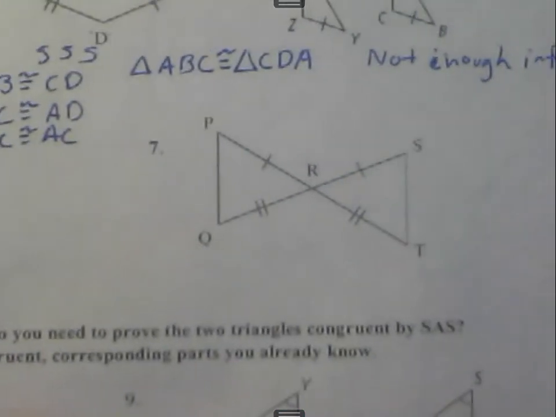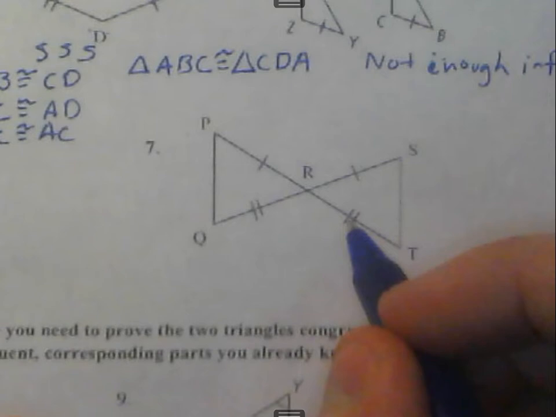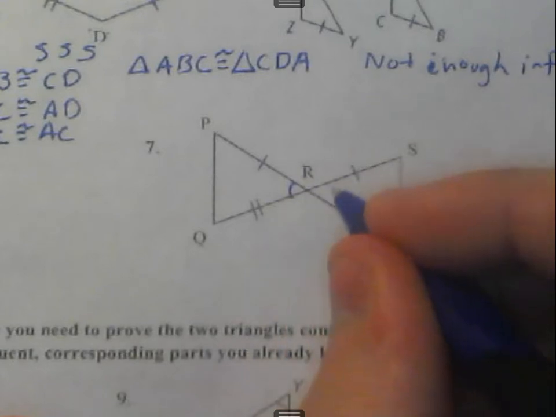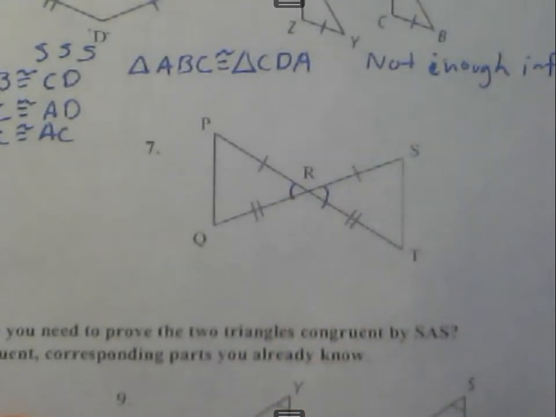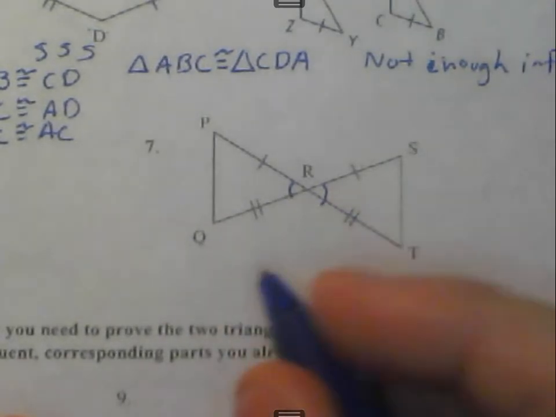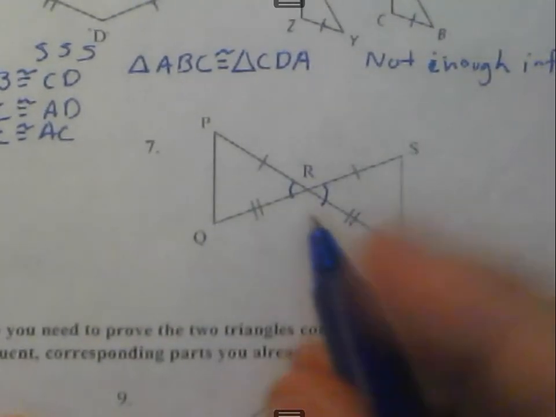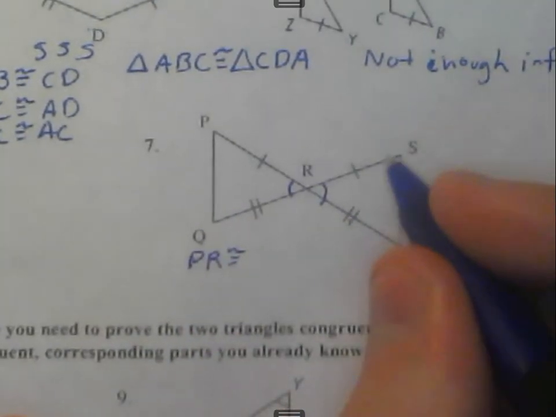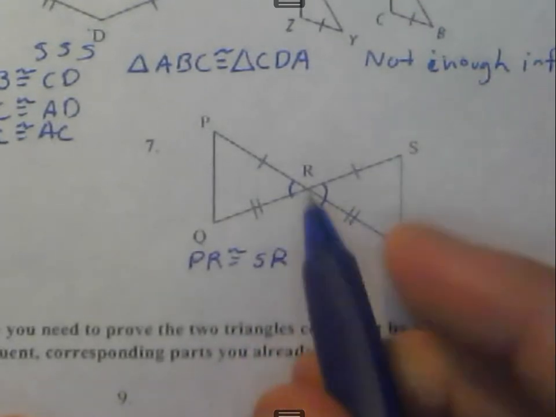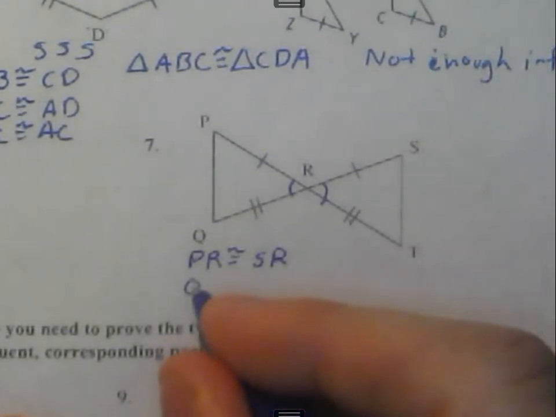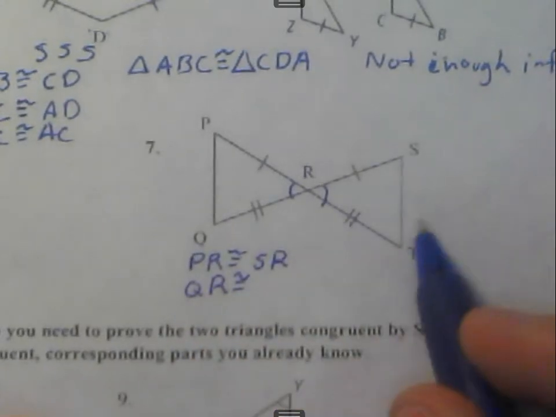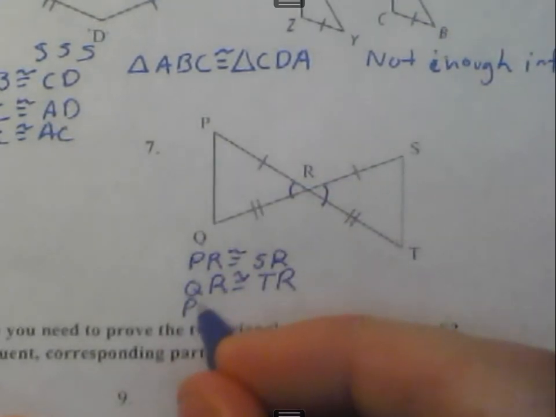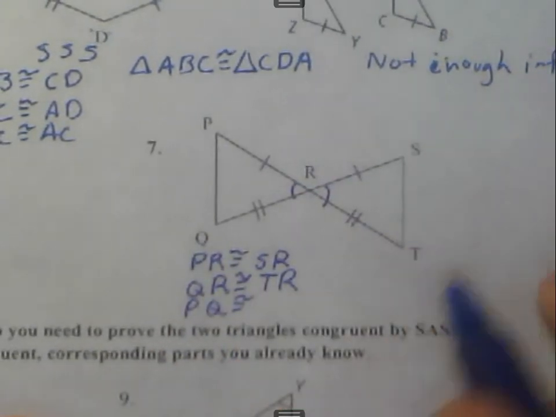And number 7, if I look at number 7, we have two sides that are congruent, and we just would have to have this included angle. Now, the good thing about this is we know that these two angles are the same because they are vertical angles. So I know that these two triangles are the same. So therefore, I know that PR is congruent to SR. I know that QR is congruent to TR. And I know PQ is congruent to ST.